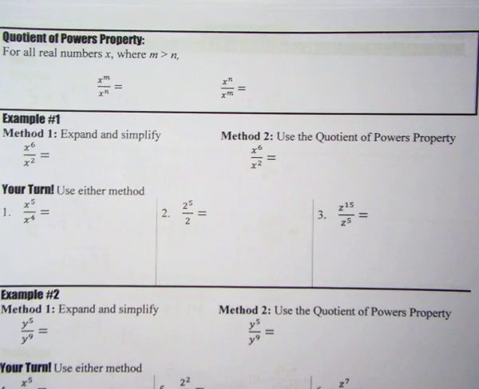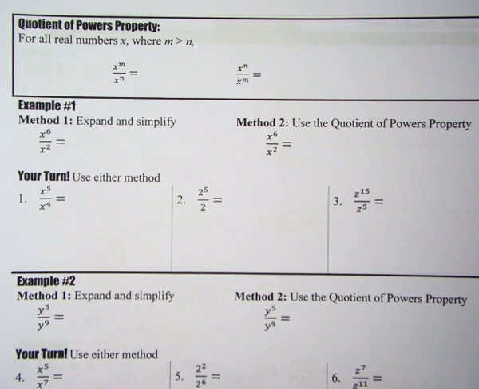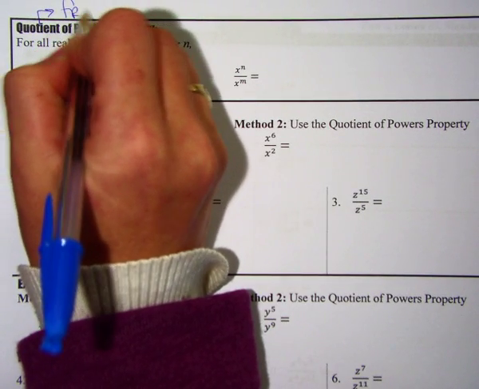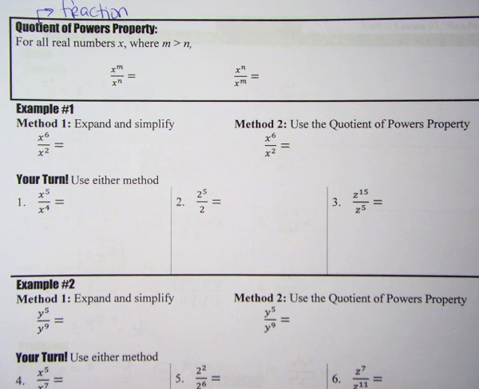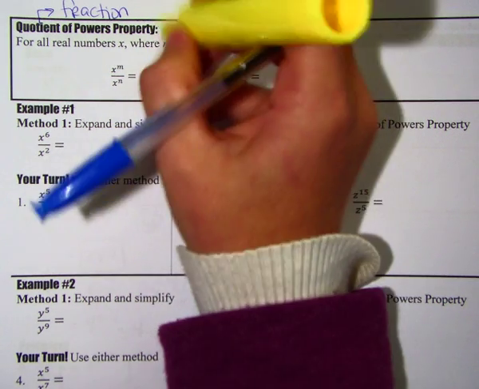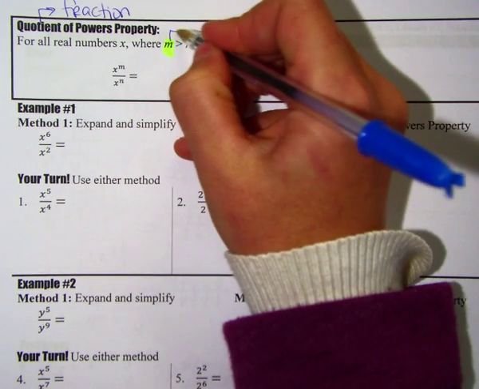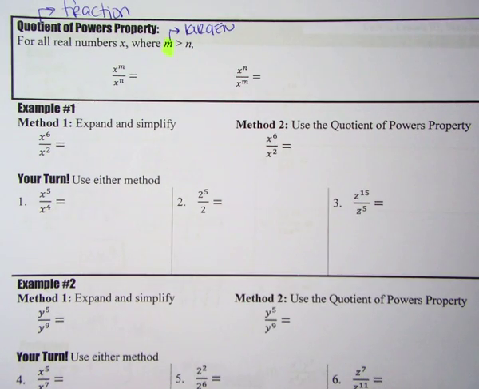This is what's called the quotient of powers property. Quotient is just a fancy word for fraction. A quotient is a fraction. It's also a fancy word for divide. So for all real numbers x, where m is greater than n, what this is stating right here is that m is the larger number.